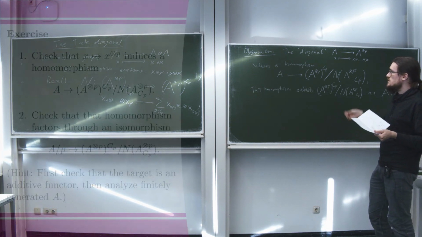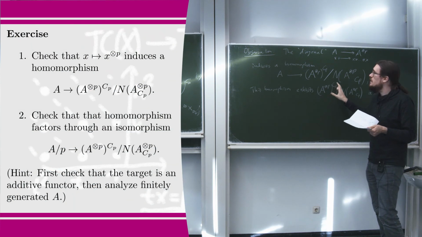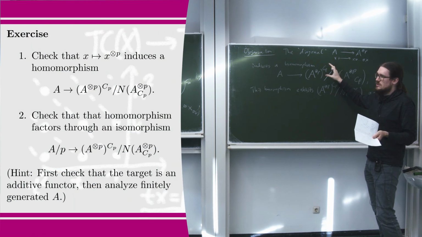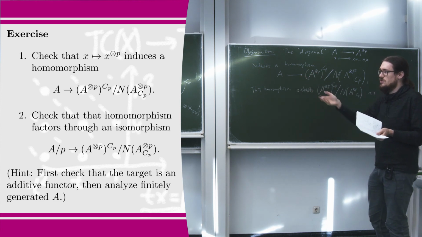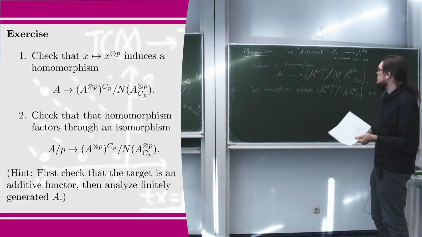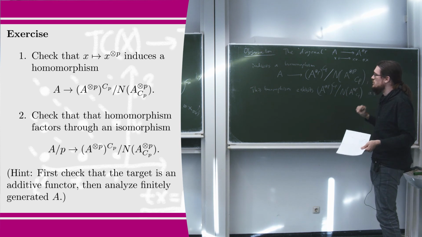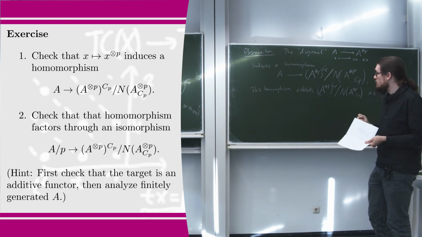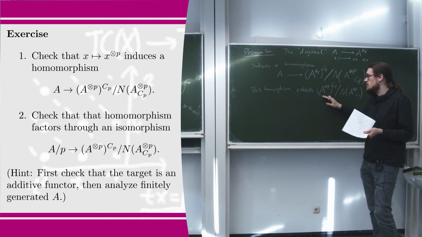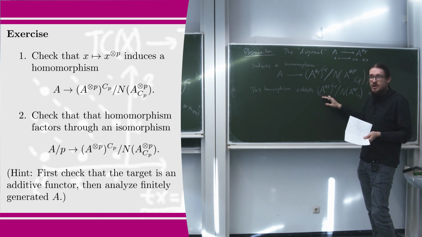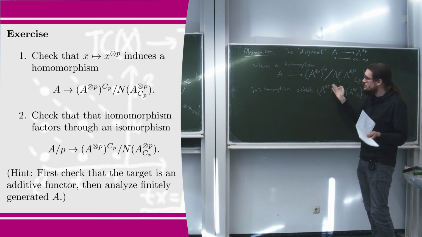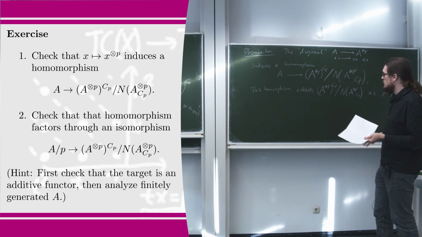So I want to pose this as an exercise. And the first part is more or less what we just said about error terms. So this is something you should definitely check for yourself, but this is more straightforward. For the second part, you need some trick. It's not even obvious that the map is surjective, let alone that the kernel is pA.